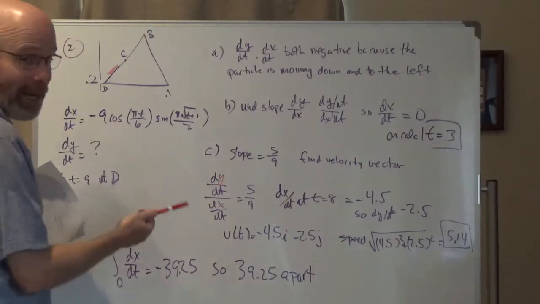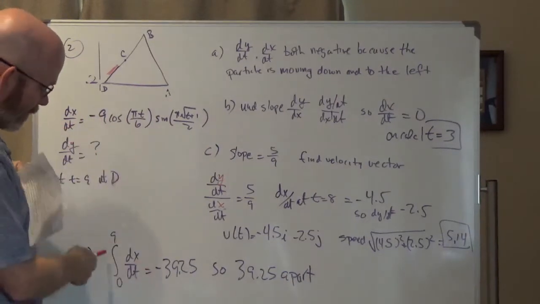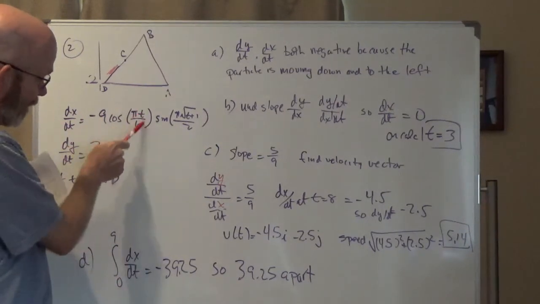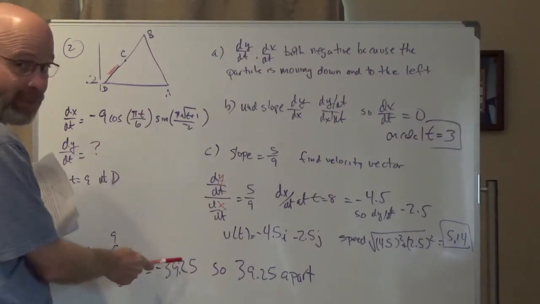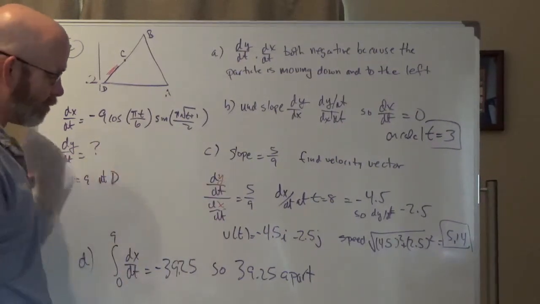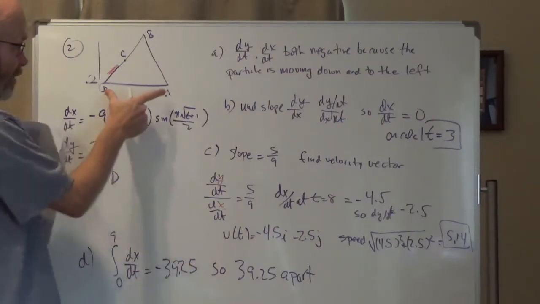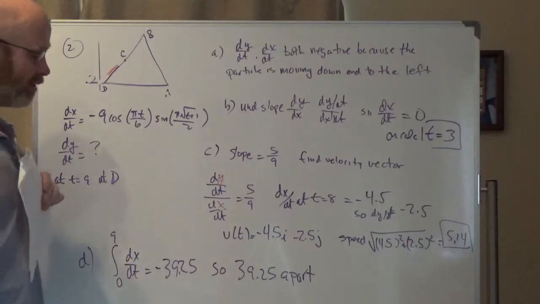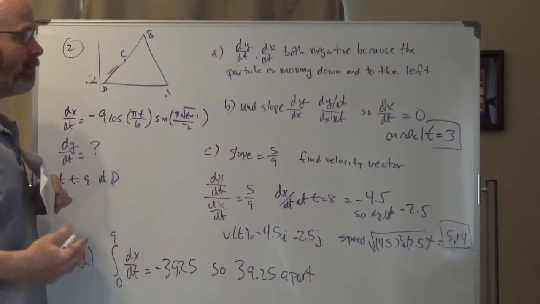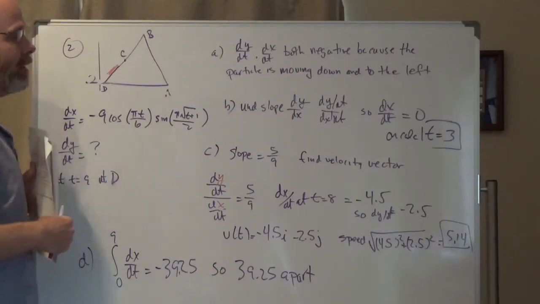So this on my calculator, it's a straightforward calculator problem. The integral from 0 to 9 of that gave me negative 39.25. So it moved 39.25 units to the left. So these 2 points are 39.25 units apart. Pretty good example of a parametric.